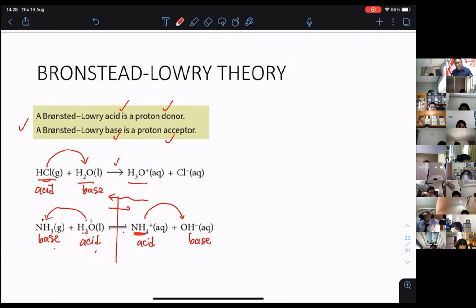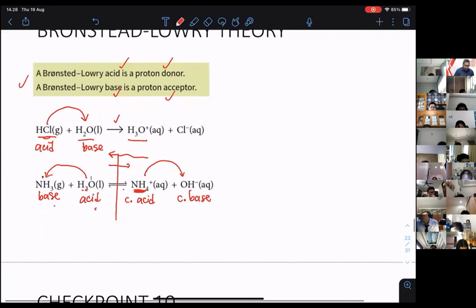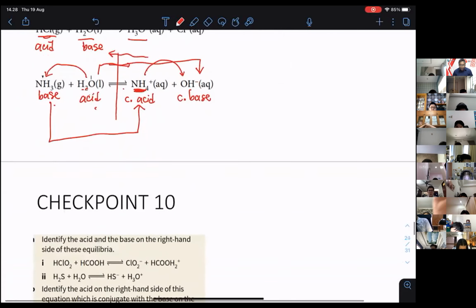But I will get confused if I just say acid, acid, and base and base. So what they did, they put in the terms conjugate acid and conjugate base. In the end, what happened? Base has its conjugate acid. Acid is going to have its conjugate base. Okay, that is the thing that you need to remember.